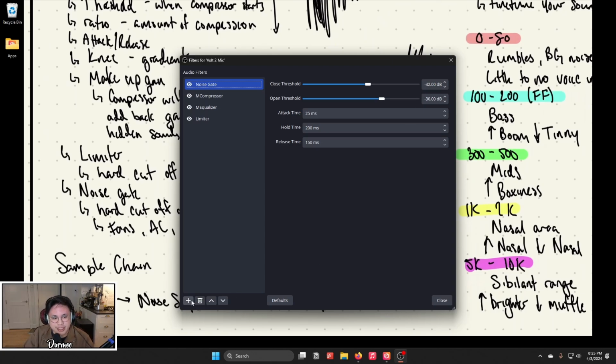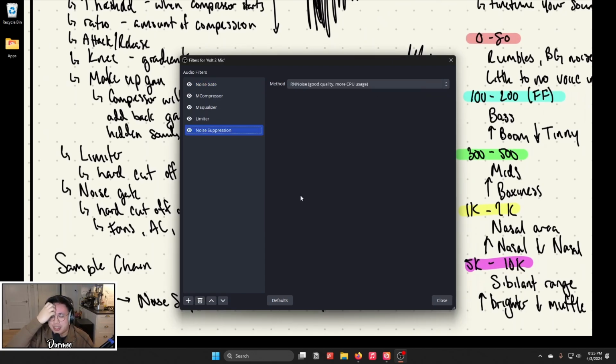There's also a noise suppressor. We can get into noise suppression. The thing is, noise suppression is just something that you turn on and then it's done. There's no settings to go over. You just turn it on, and if it works, it works.